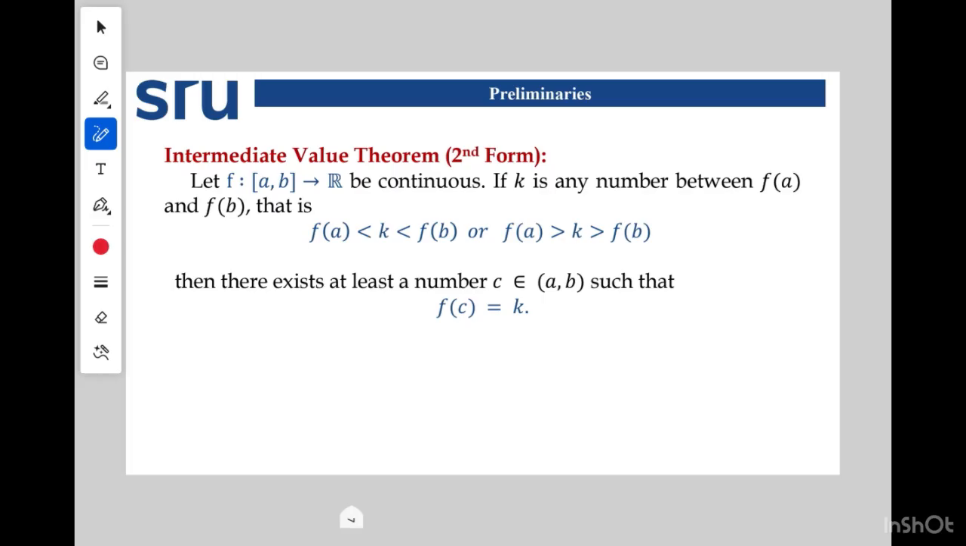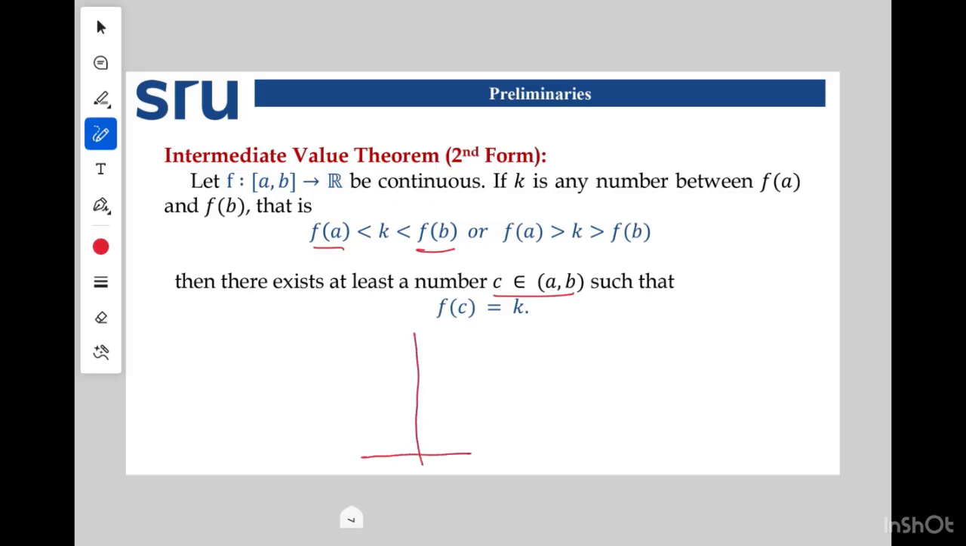This is another form of the intermediate value theorem. So what is the statement here? Let f(x) be a continuous function defined on closed interval [a, b], and if k is any real number between f(a) and f(b), then there exists at least one c belonging to open interval (a, b) such that f(c) = k. So what does it mean here?